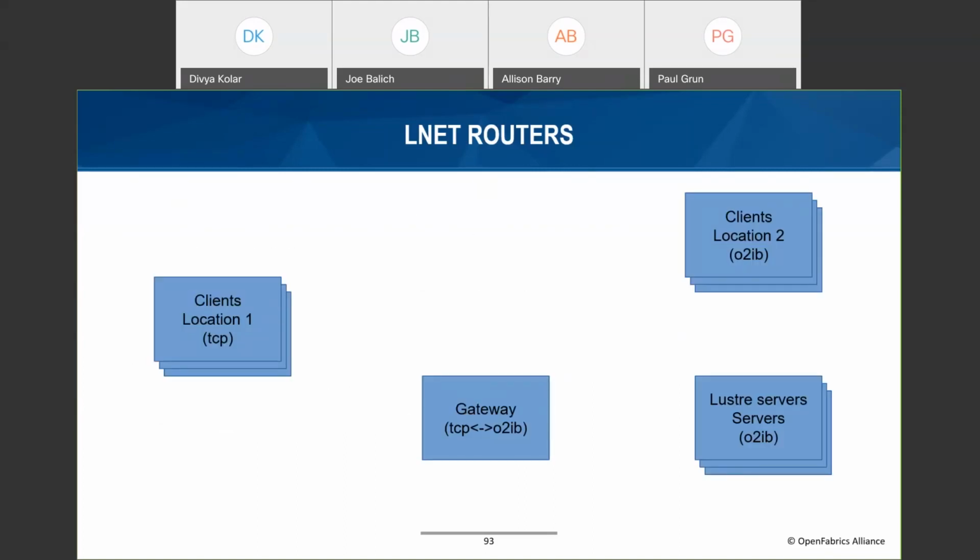Unfortunately, this diagram is missing some lines. So imagine that the clients are connected to the gateways and the servers are connected to the gateways. Here's a simple example where clients are on the TCP network and servers are on the AutoIP network. The gateway in the middle routes between the two networks as I described. Next slide, please.